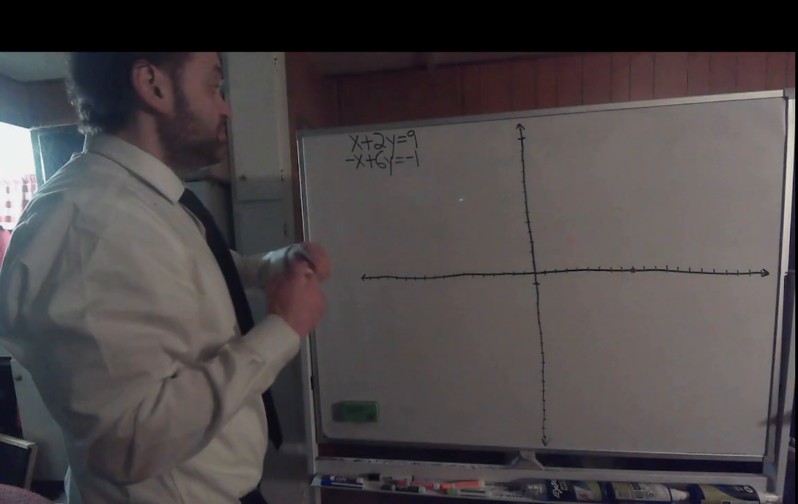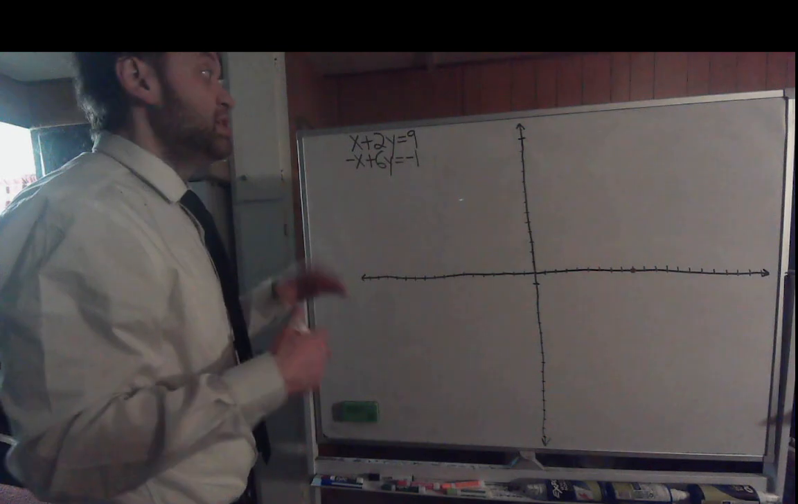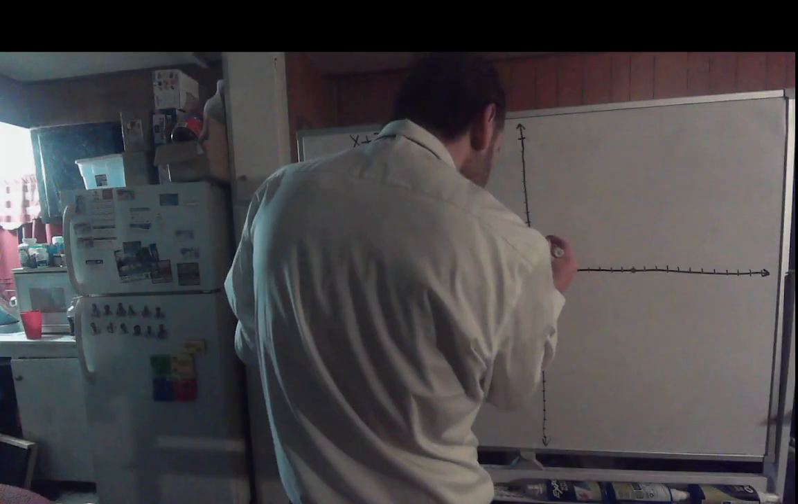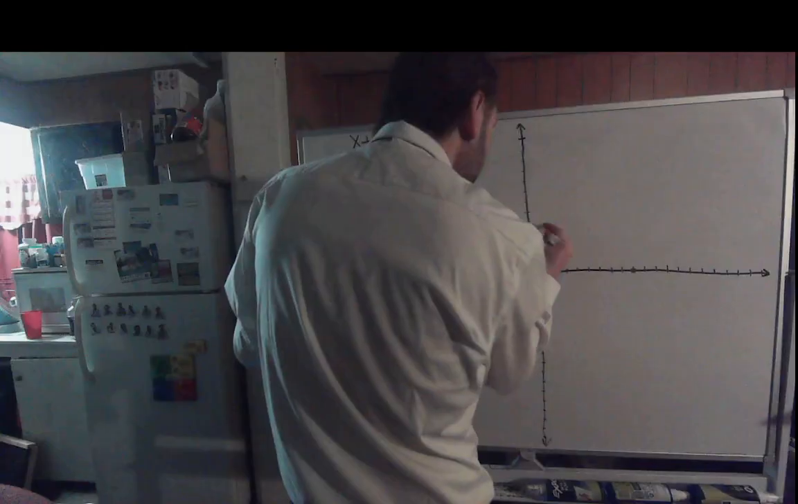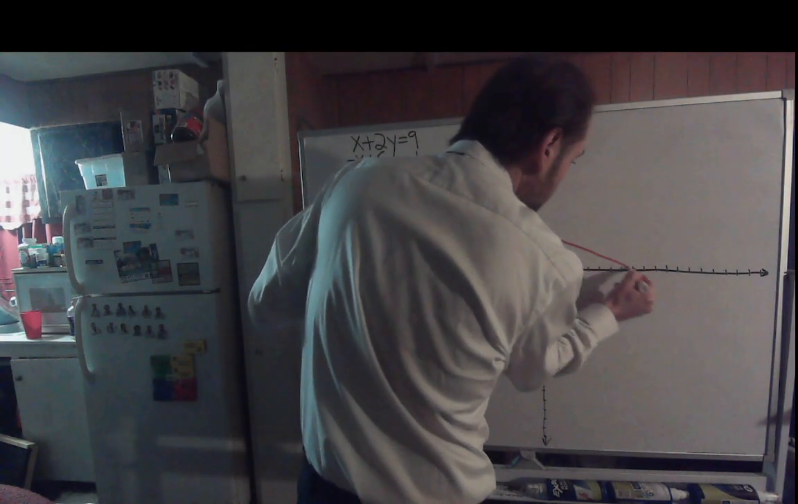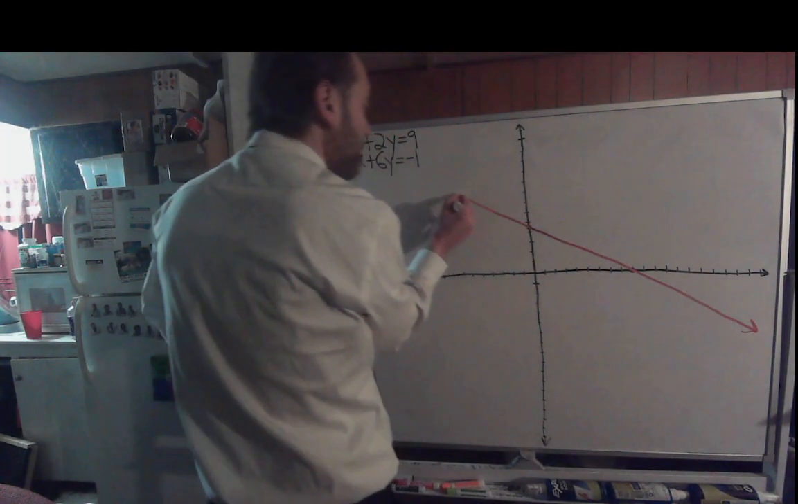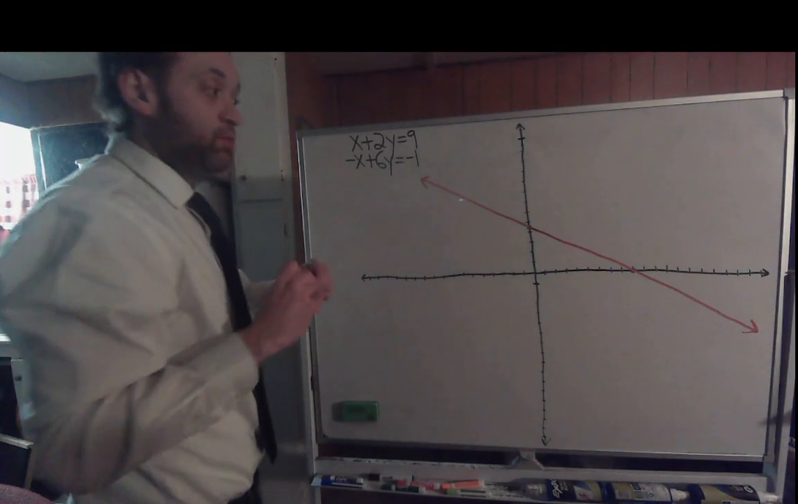Now, set x equal to 0, that would give you 2y equals 9, which would give you y equals 9 halves, which would put you at 4.5. Now we're just going to draw the line through those 2 points. So there is x plus 2y equals 9.